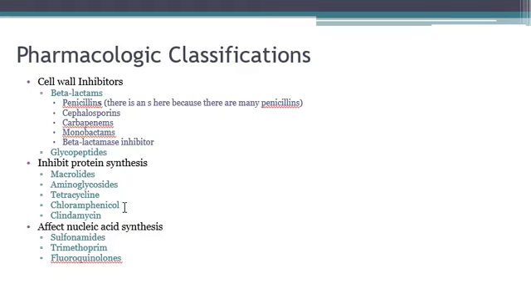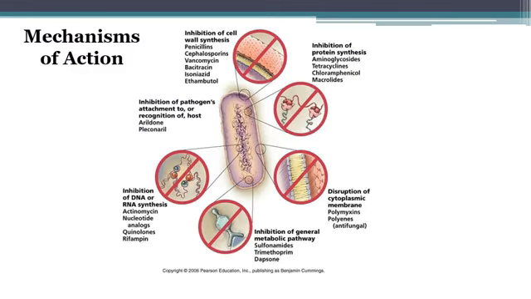Glycopeptides, of course, are a unique chemical moiety, but they do inhibit the cell wall, so that's why they're grouped within that classification. Drugs that inhibit protein synthesis are listed there. Those are your macrolides, aminoglycosides, tetracycline, chloramphenicol. And then finally, drugs that affect the nucleic acid synthesis include your fluoroquinolones, as well as trimethoprim and sulfonamides.